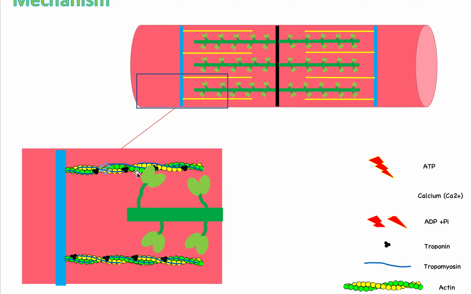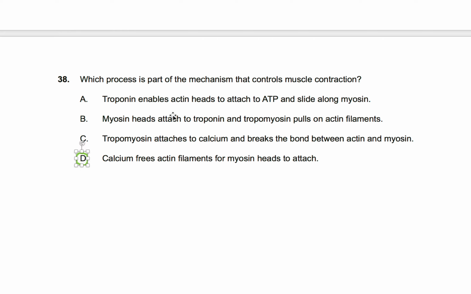Why are the rest not correct? So let's go with A. Troponin enables actin heads to attach to ATP and slide along myosin. So troponin does not have anything to do with ATP, okay? All that troponin does is it waits for calcium to bind to it, and then it will move tropomyosin out of the way, okay? So it's got nothing to do with ATP.